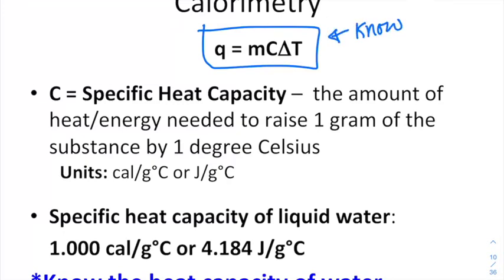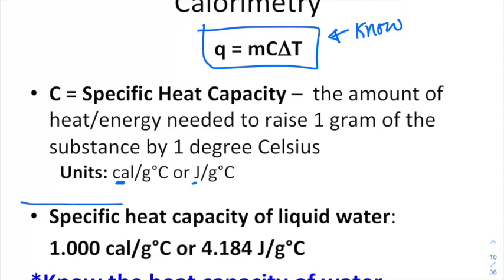And here, the C is a specific heat capacity. And so the amount of energy or heat needed to raise 1 gram of the substance by 1 degree Celsius, it can either be in calories or it can be in joules. So these are published values. Every substance has its own published value for C. M will be our mass in grams, and delta T will be our change in temperature.